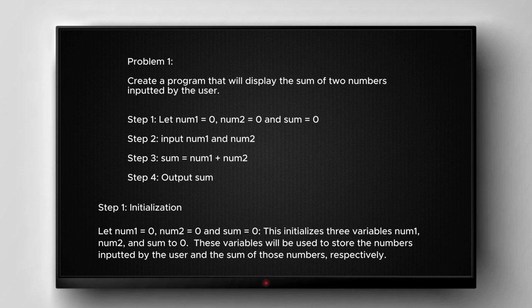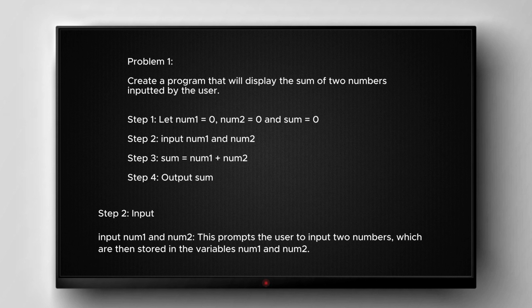Step 1. Initialization. Let num1 equals 0, num2 equals 0, and sum equals 0. This initializes three variables, num1, num2, and sum, to 0. These variables will be used to store the numbers inputted by the user and the sum of those numbers, respectively.